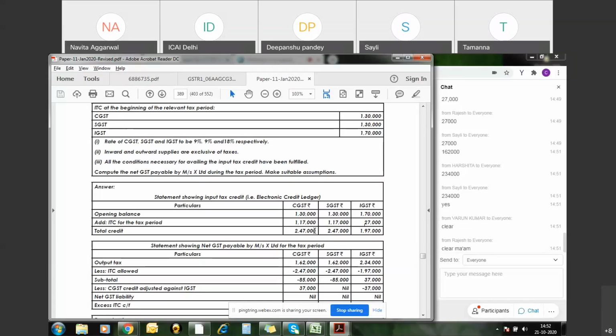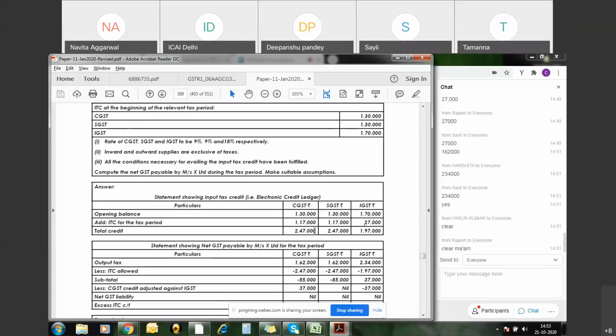The rule says the input ITC available under IGST is to be utilized first, in all three segments. So first we will utilize the ITC of IGST to pay the liability against IGST. The liability in this case is higher than the ITC available, so we are left with a further liability under IGST of 37,000.